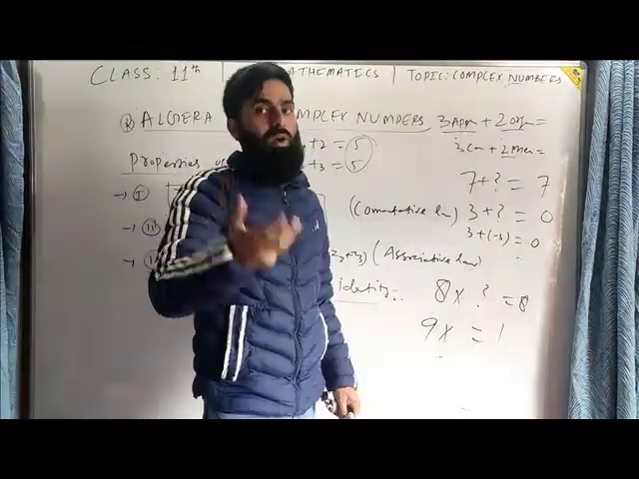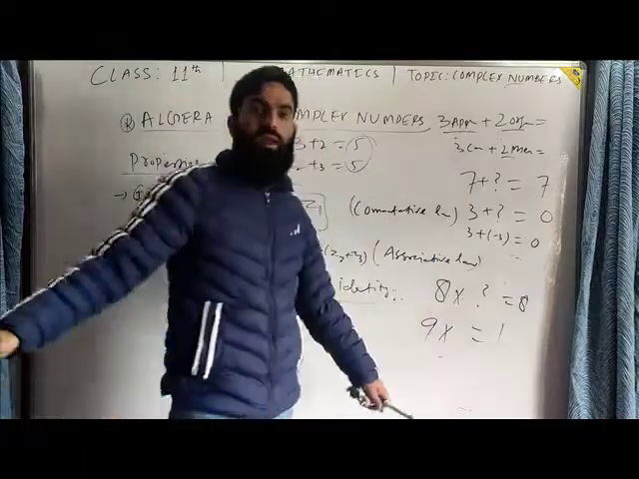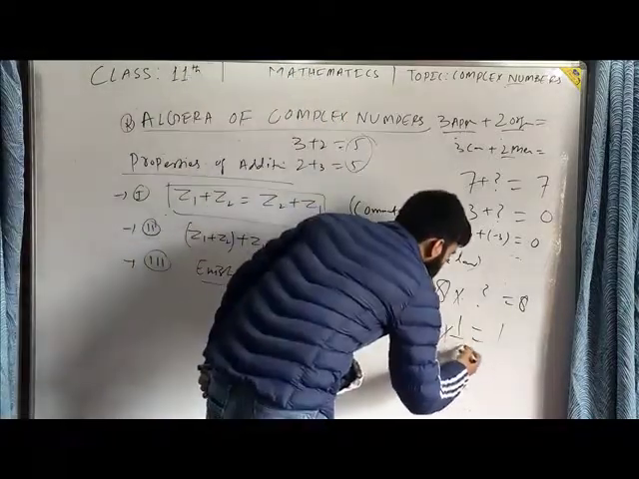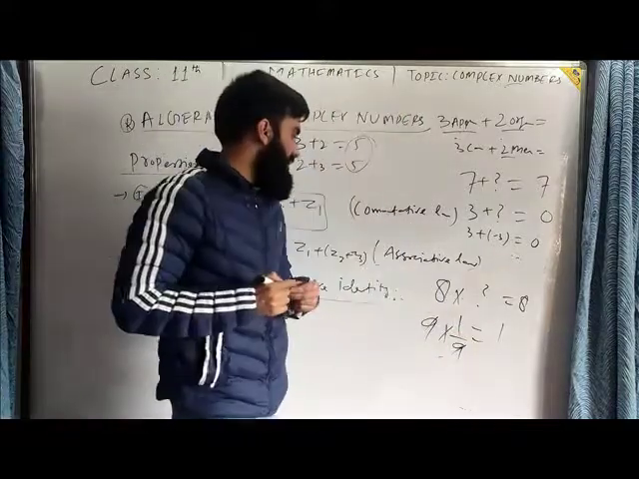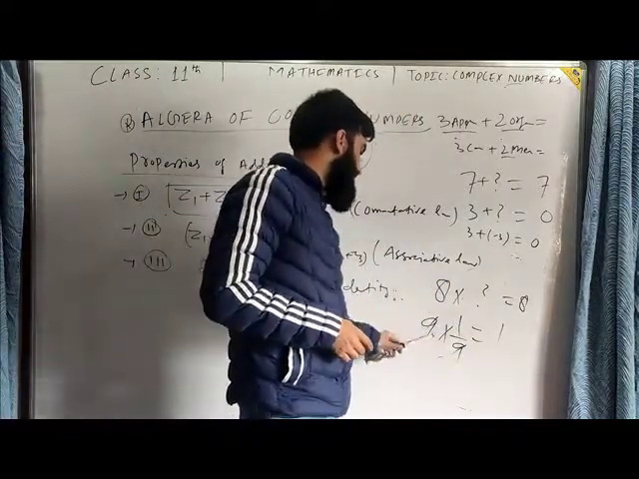What will you multiply 9 by so that you get a result of 1? That is basically 1 upon 9. So 9 and 9 will cancel out, which means you will get the result as 1. So 1 upon 9 is the multiplicative inverse of 9.